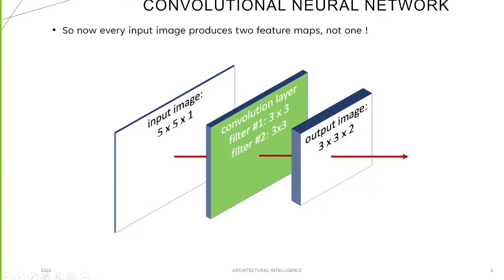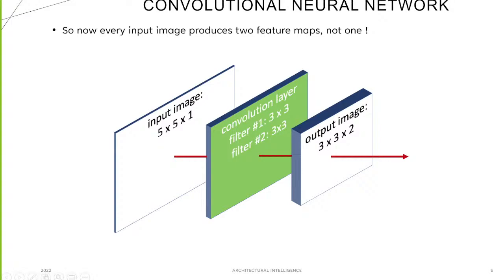Okay, and we need to extract a feature for every color. Like if we have a grayscale image, we are going to have a 5 times 5 times 1. But if we have an RGB image, it's going to be 5 times 5 times 3, which are the R, G, and B: red, green, and blue.